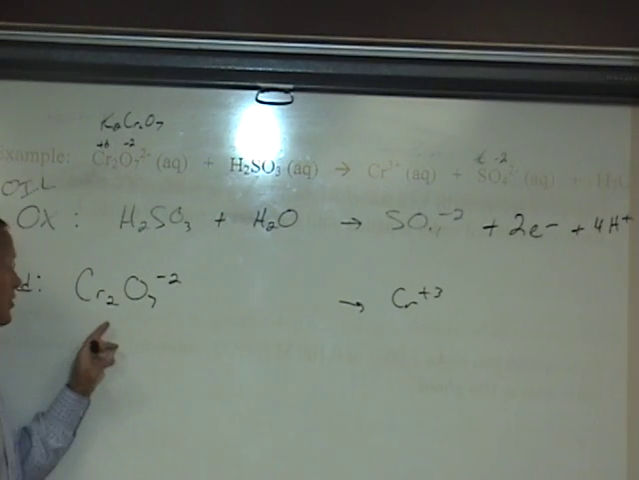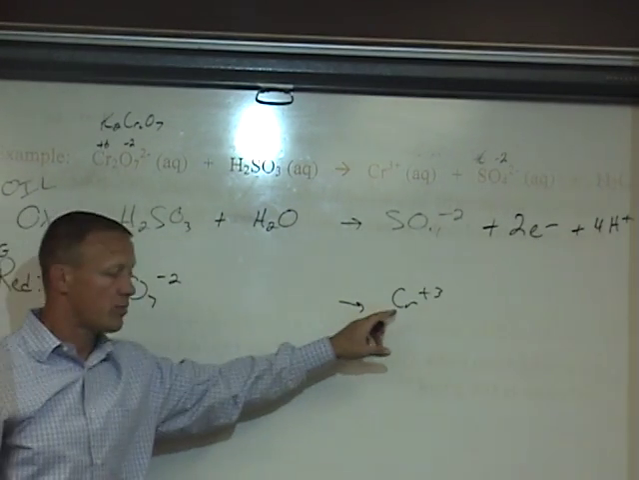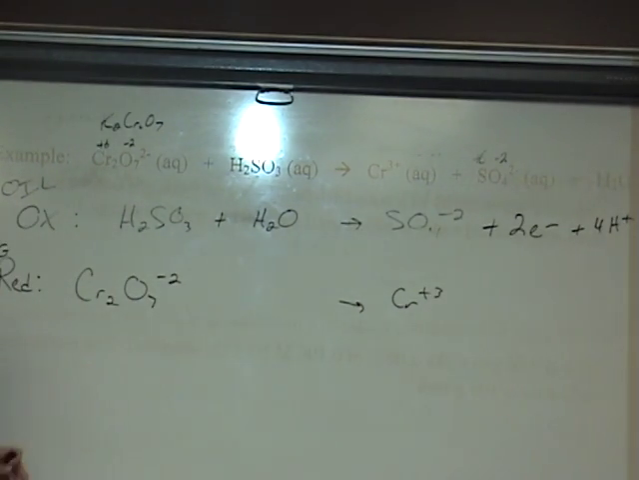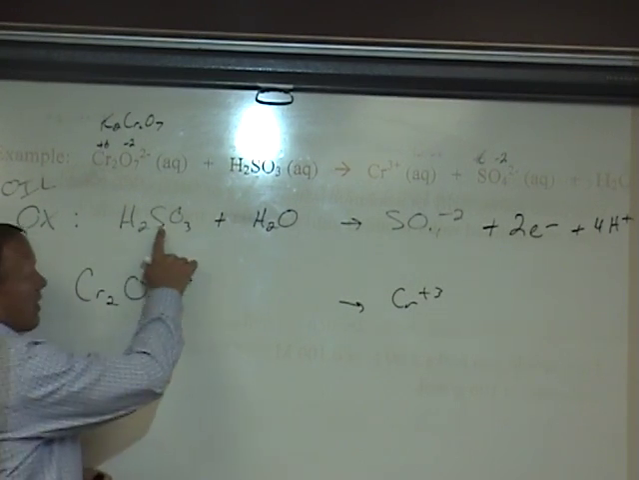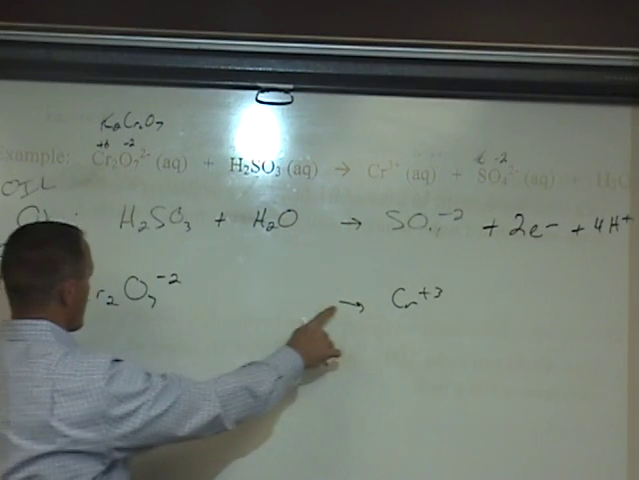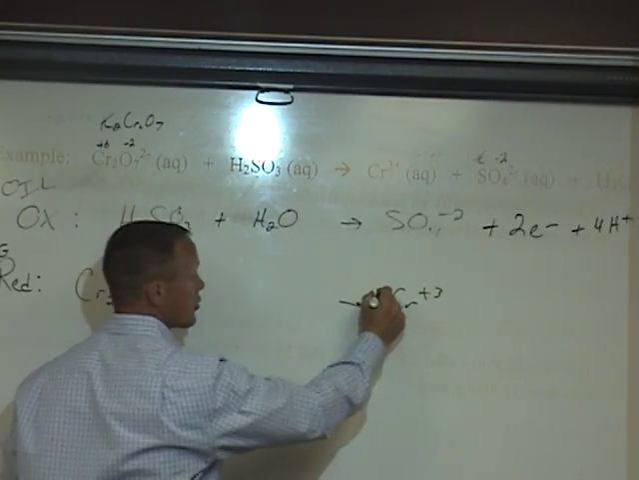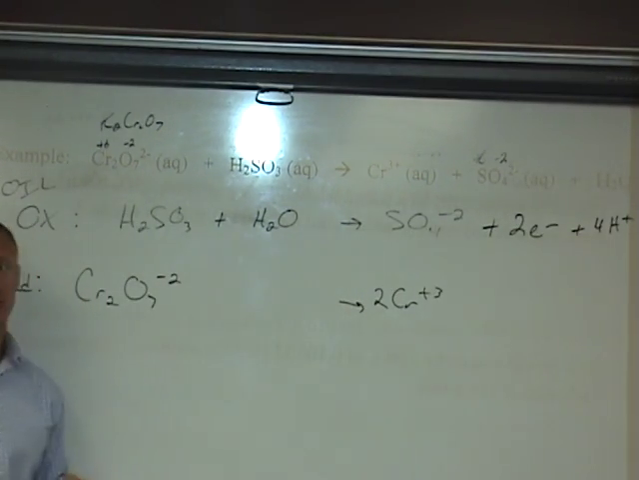So our chromium is being reduced from +6 to +3. Here's a big mistake people make. Up here we have 1 sulfur atom and 1 sulfur atom. Here we have 1 chromium and 2 chromium. So we do have to make sure those are equal first. That's going to change our number of electrons that are gained in reduction here.